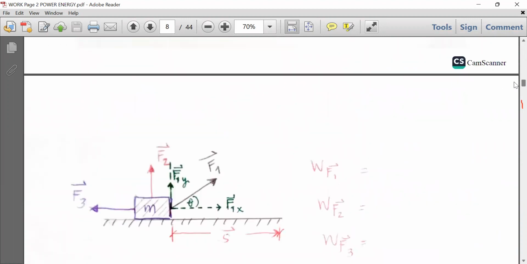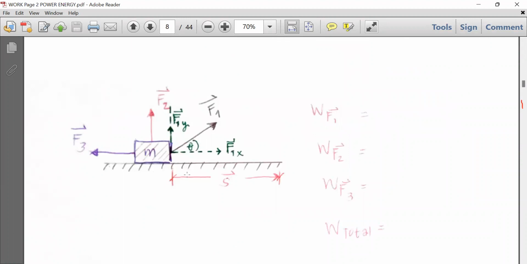So F2 is 90 degrees to the displacement. That means the answer here is 0. The answer for F2 is 0. How about F3? F3 is in the opposite direction of S, so 180 degrees. Displacement is to the right and F3 is to the left, so the angle between them is 180. And we know cosine of 180 is negative 1. So therefore, work is negative F times S.